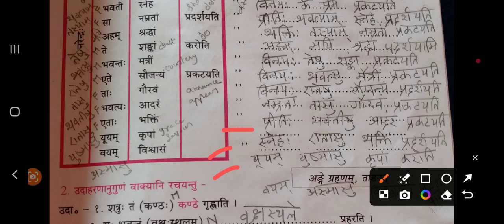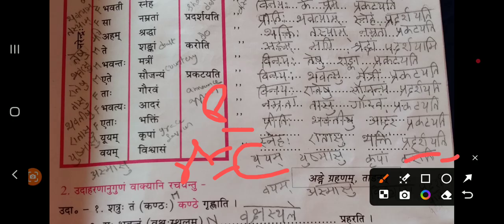Here one small issue. Yuyam means you all. Tvam, yuvam, yuyam. So here Madhyama Purusha came. If you observe, what is yuyam? Tvam means you, yuvam means you both, yuyam means you all. This is the plural form of second person. So here karoti will not come. This is a typo error.